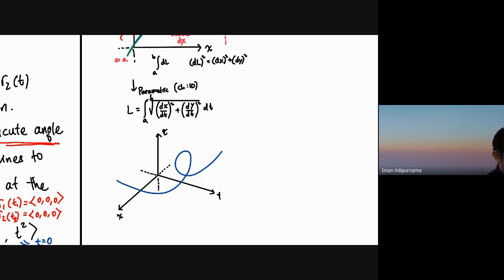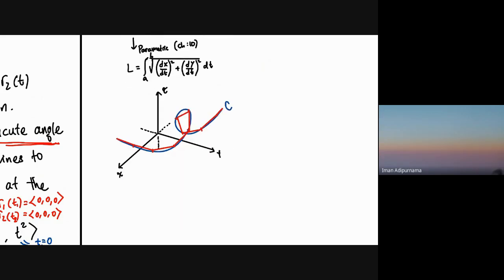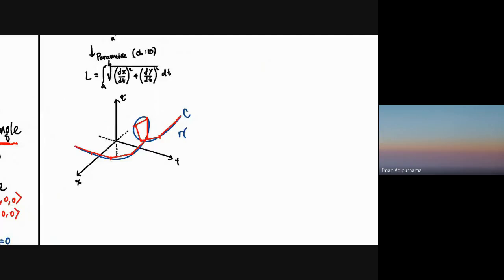And in a similar way, we define this, and we are measuring the length by adding all the tangent. Okay. So this is a curve C, and let's say this is a vector that has 3 components.